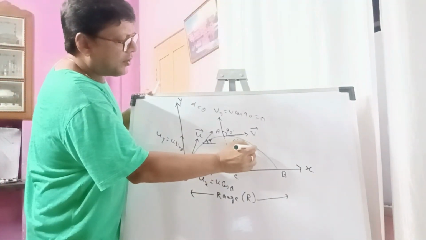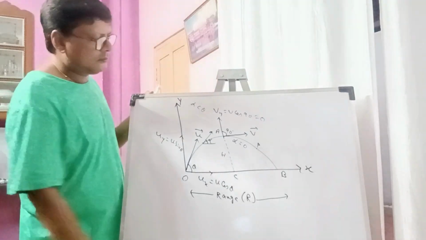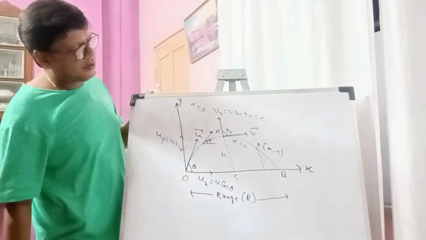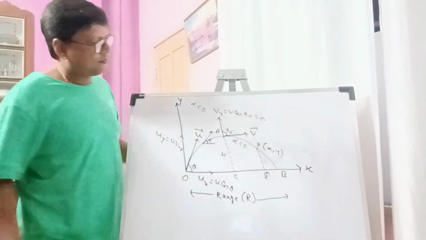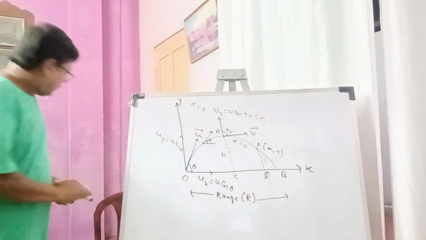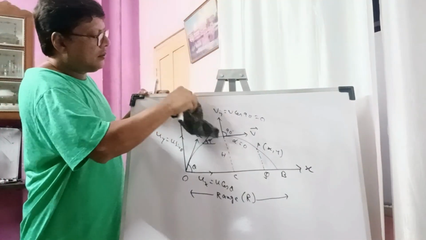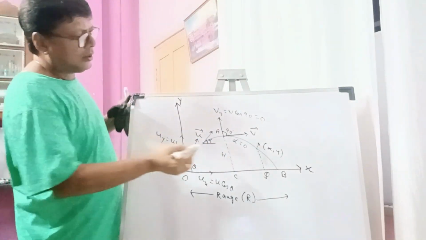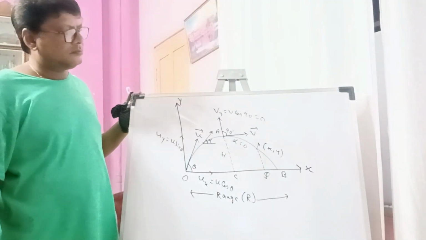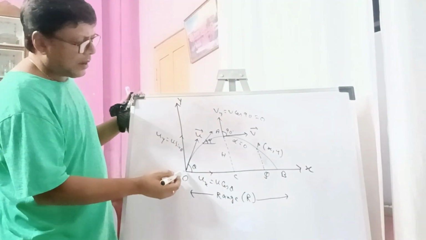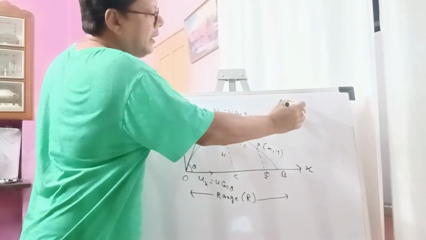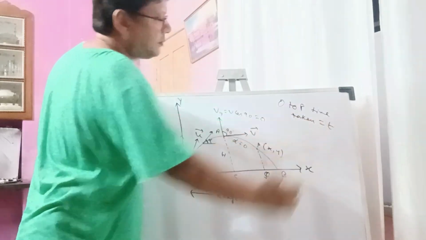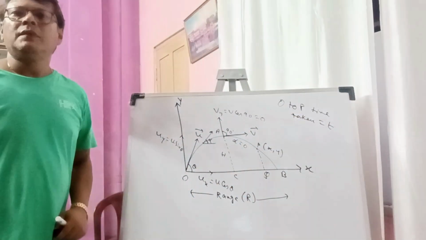Now we can take a point here also, P. The coordinate of this point we can take as x, y, so we draw a perpendicular here. That point we have taken as Q. So when we want to find some equation of projectile motion, then we have to take the point P. We have taken the time to travel from point O to P as t.